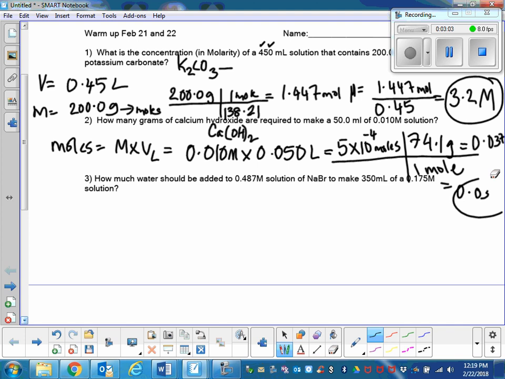I don't know what happened. Okay, so let's go ahead and say it on the pen again. I don't know. This is 0.037 grams for the previous problem.